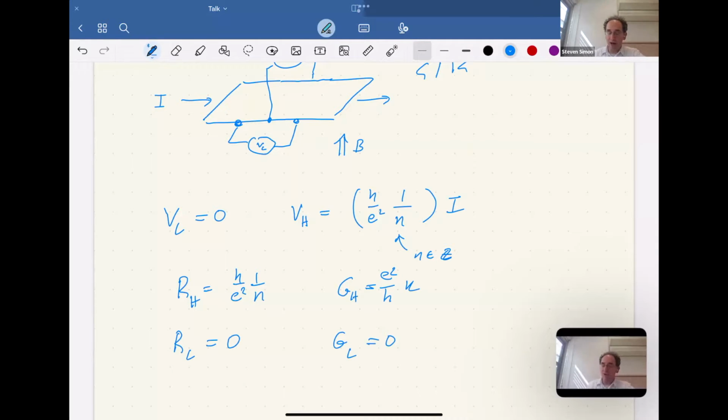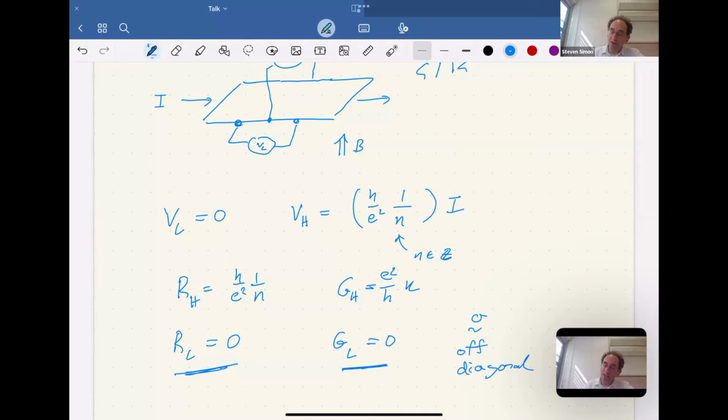So this may look a little bit odd. Both the longitudinal resistance is 0 and the longitudinal conductance is 0. That means the 2 by 2 conductance tensor is off diagonal. If you invert an off-diagonal matrix, you get an off-diagonal matrix. So if you have zeros along the diagonal and you invert it, you still have zeros along the diagonal.